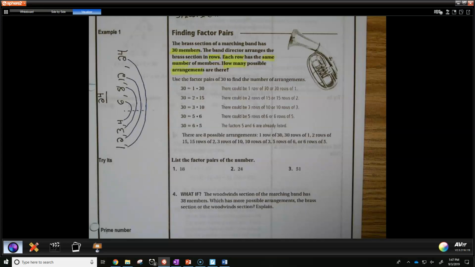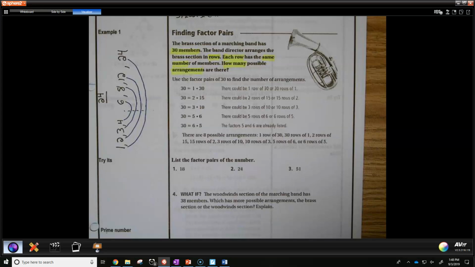So all I do is I look at this again. I'm going to say, okay, I have 30. I'm going to make 30 objects. I'm going to put them in rows. And every row has to have the same number in each one. So I can't go 5 and 6 because that's not the same number. Every row has to have the same number. And I want to know how many different arrangements can I make. Okay, so how many choices can I do?